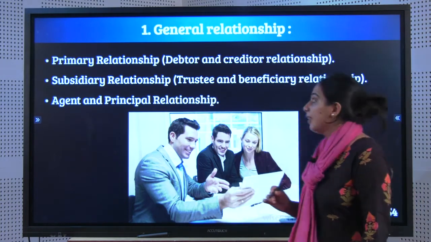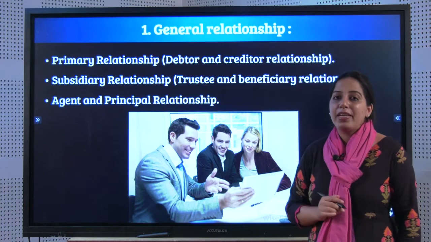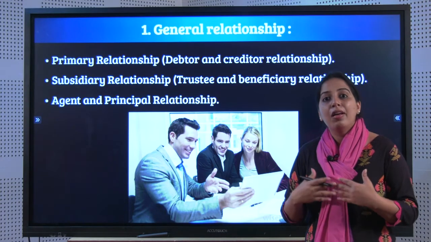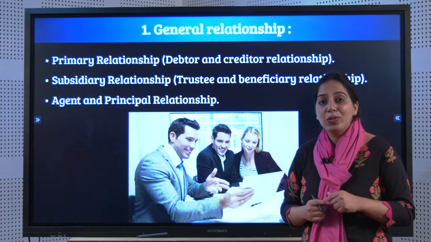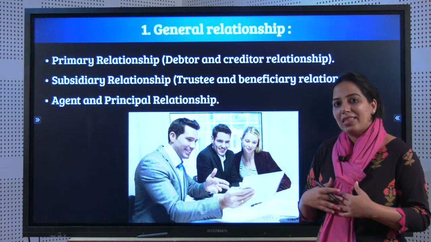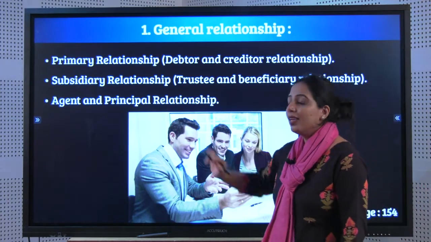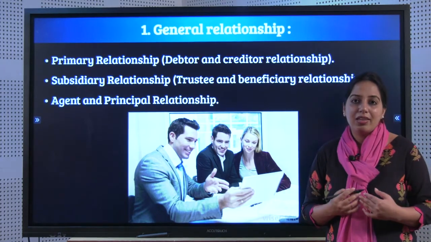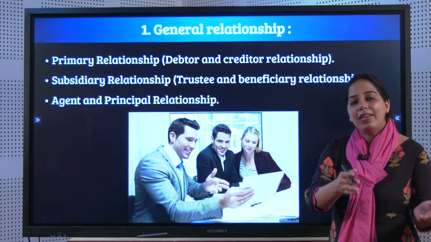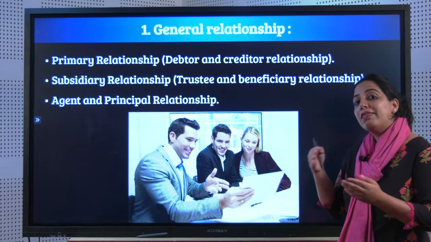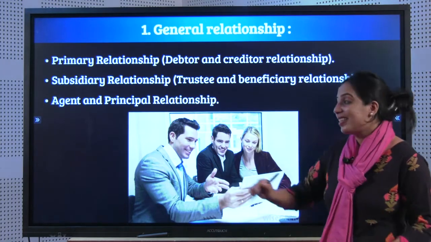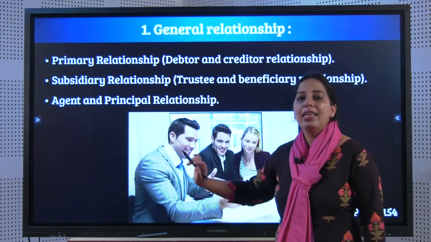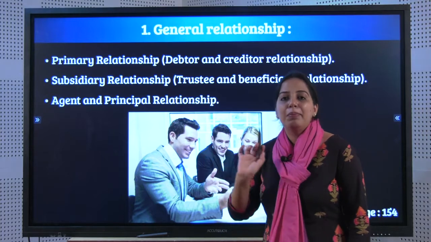Second, subsidiary relationship, that of a trustee and beneficiary. What is the meaning of trustee and beneficiary? For example, when you keep your money in the bank, it is supposed to take care of the safety of it. So it acts as your trustee. Third, agent and principal. Now for example, if you issue a check and give it to a person, when that person goes to the bank, the bank gives money on your behalf. So it is acting as an agent. So what are the 3? Primary, subsidiary and third one, agent and principal.